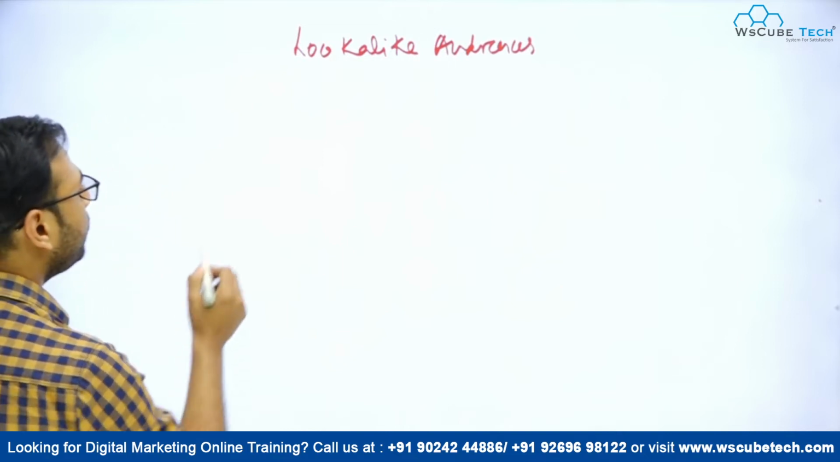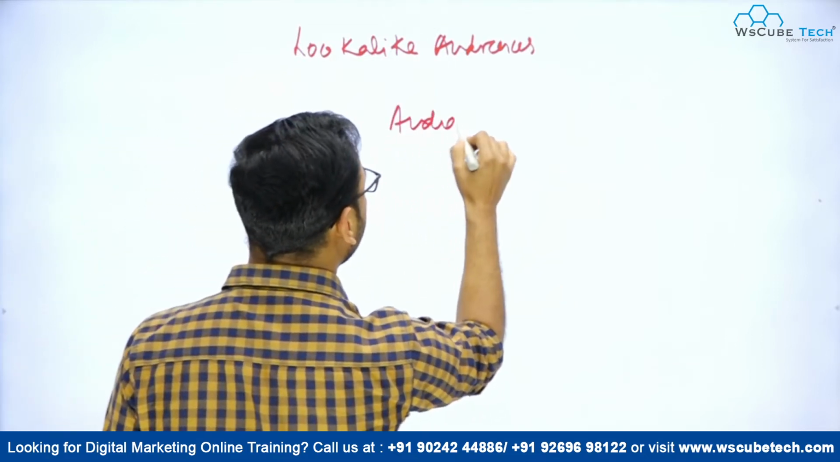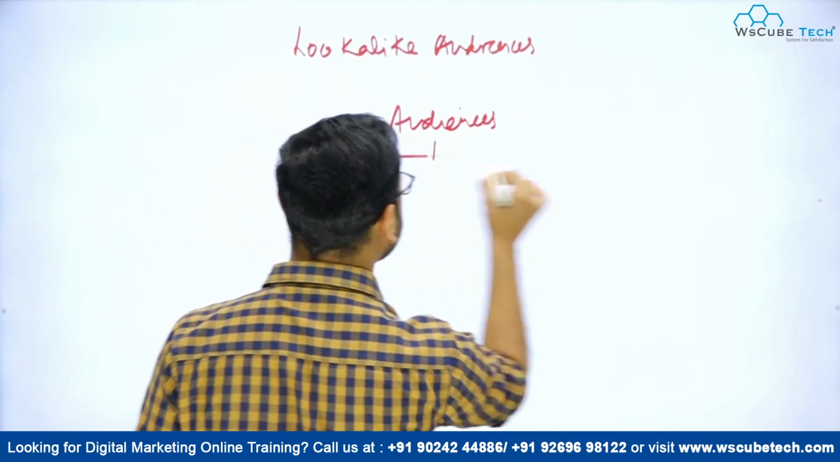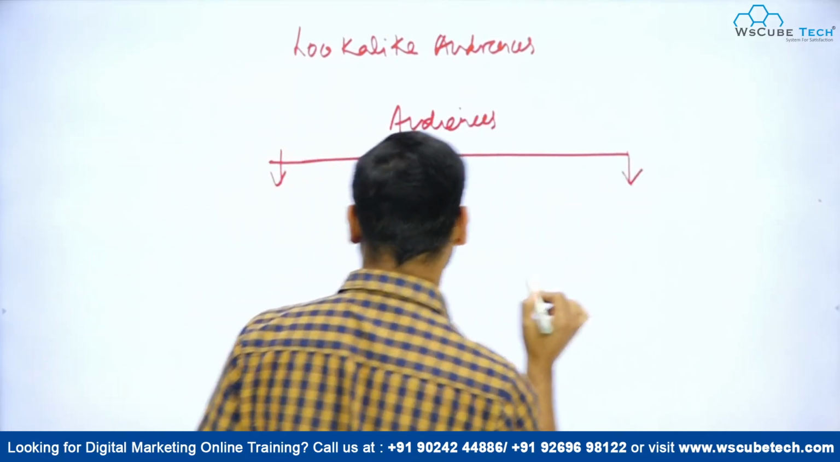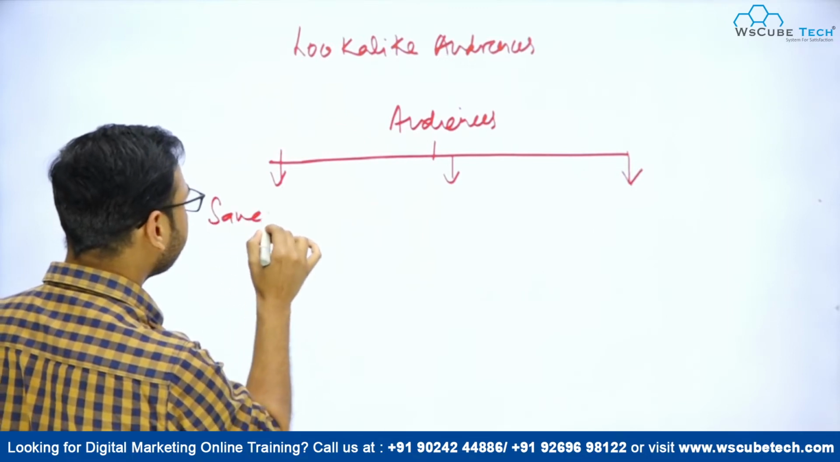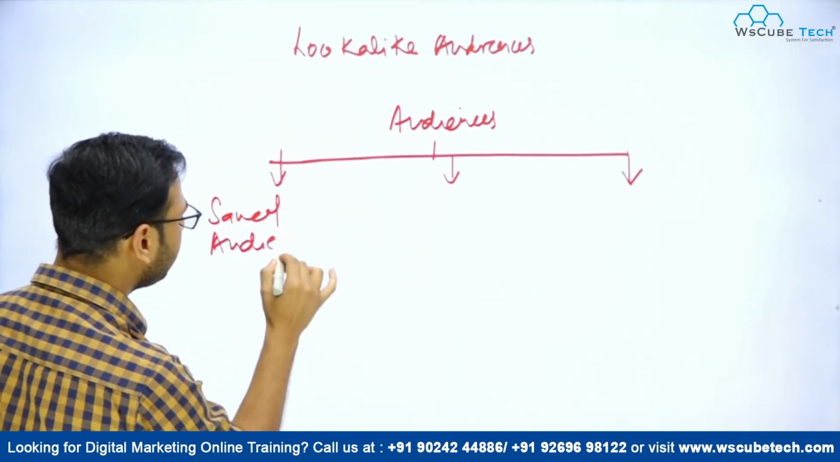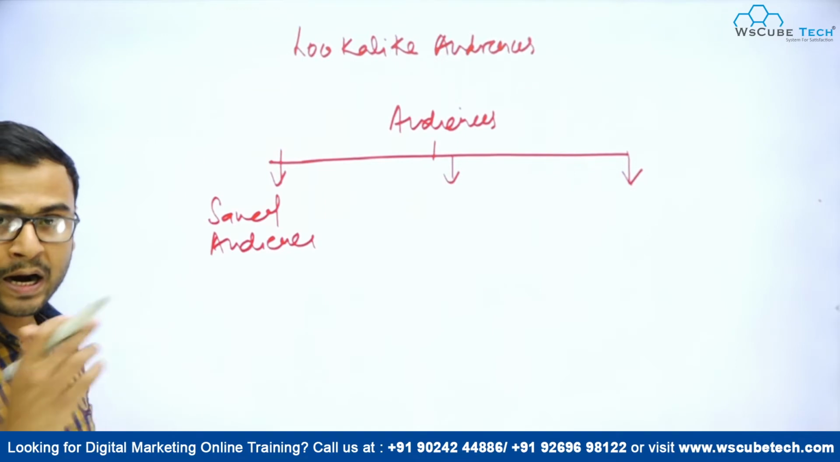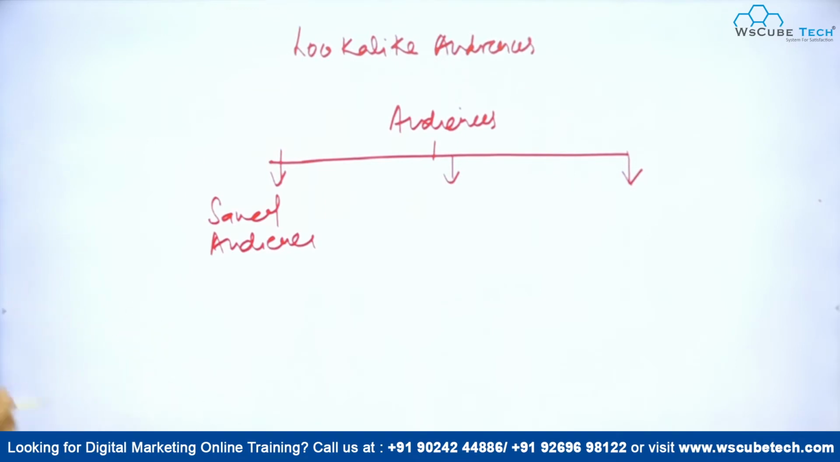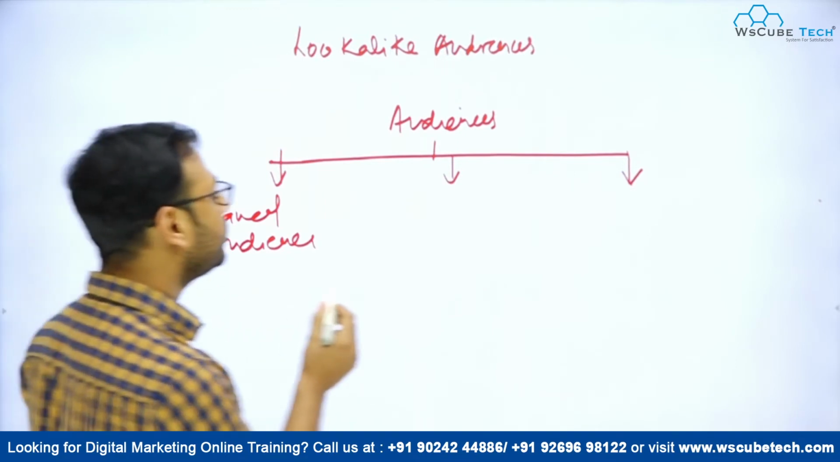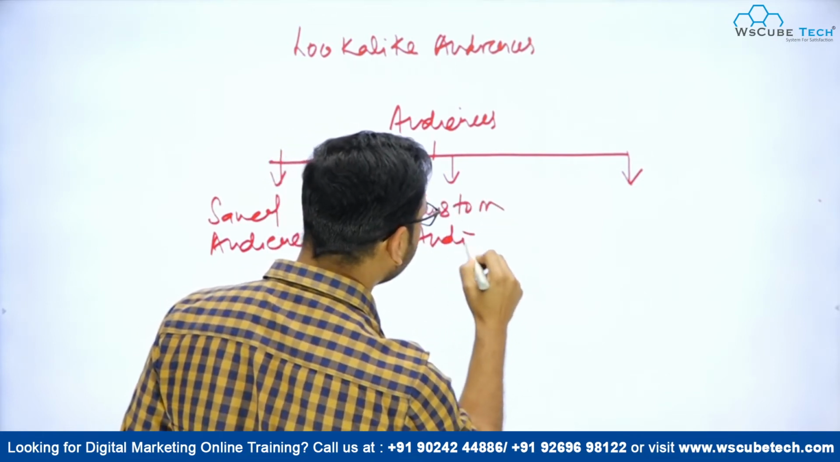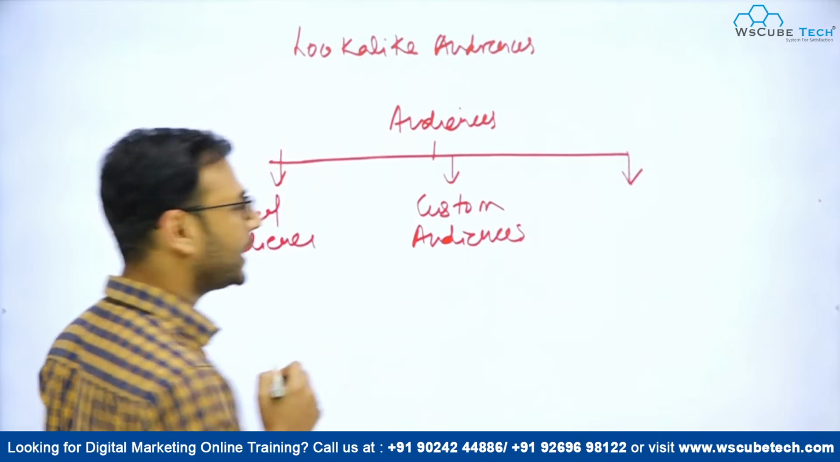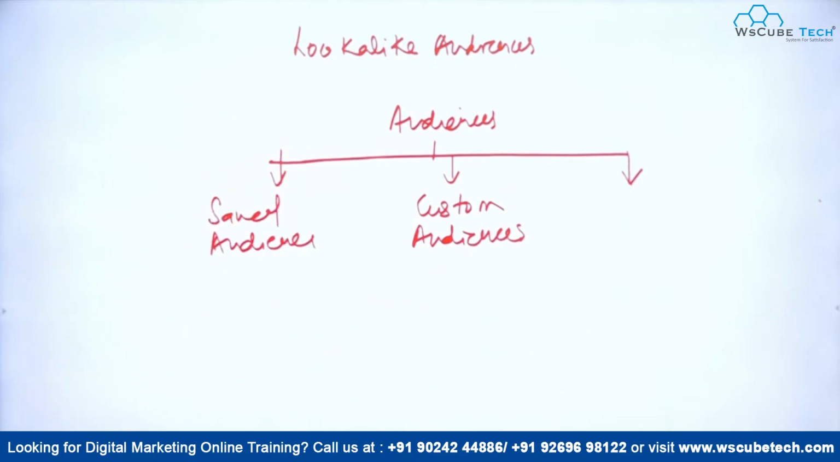So far we know different kinds of audiences. The first kind of audience that we discussed is the saved audience, which is there in Facebook ads already, right? And then we also discussed custom audiences. So we know there are different sources through which we can create our custom audience, and then we can fire our campaigns on those custom audiences.